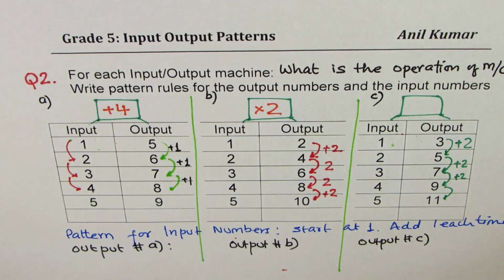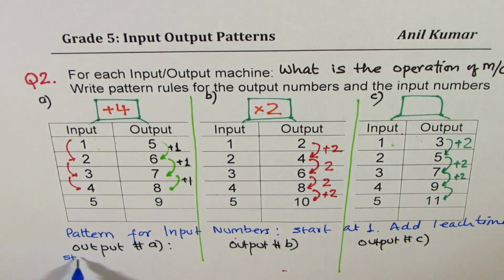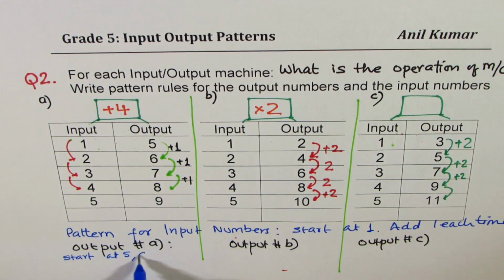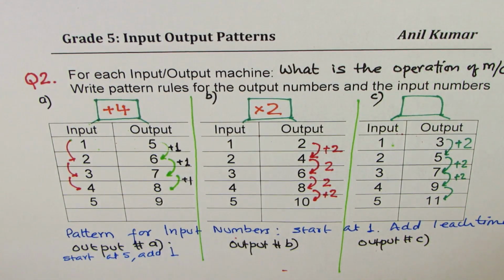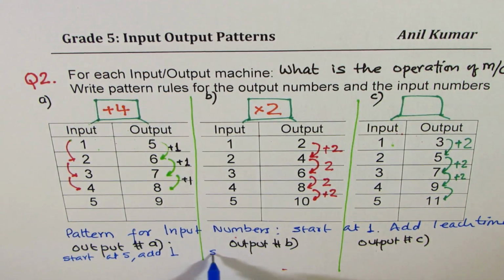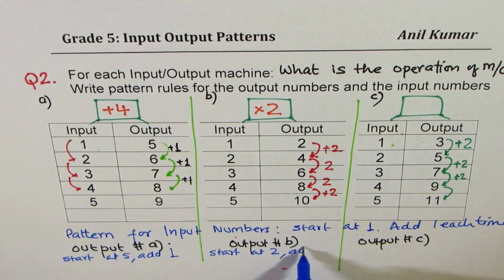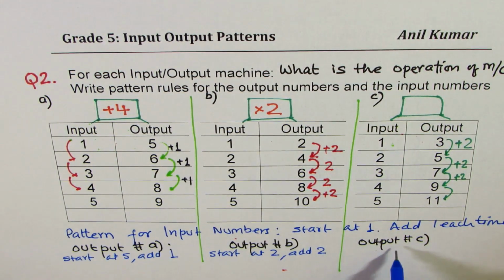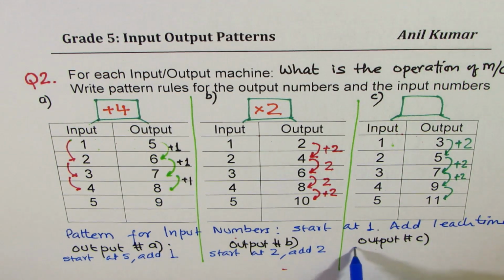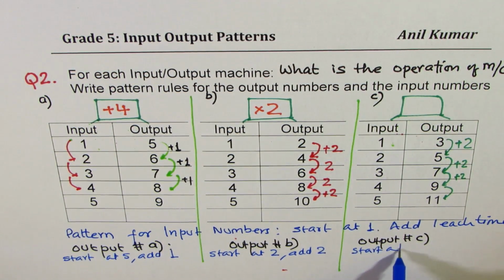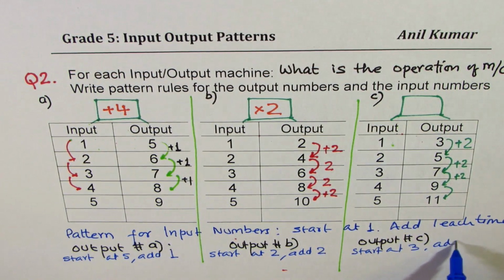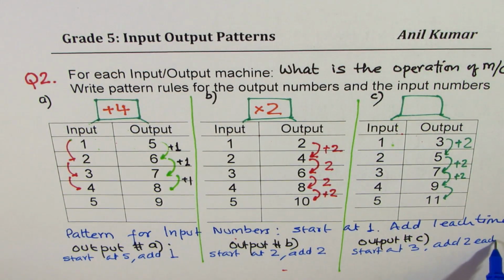So we can write down the patterns here. For machine 1, the output is start at 5, add 1, right? For the second machine, it is start at 2, add 2, and for the third machine, the output pattern is start at 3 and then add 2 each time. Is it okay? So that answers this question.